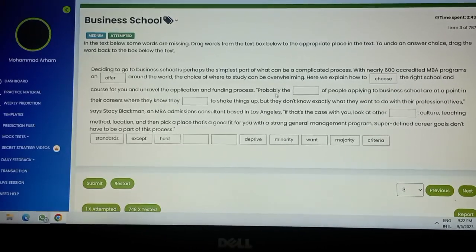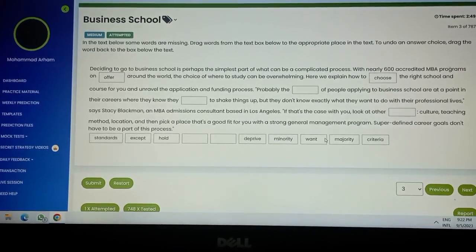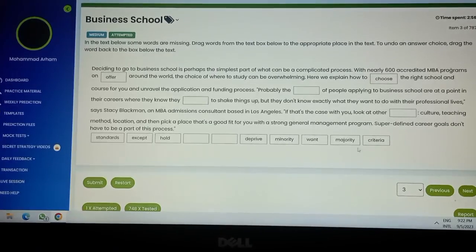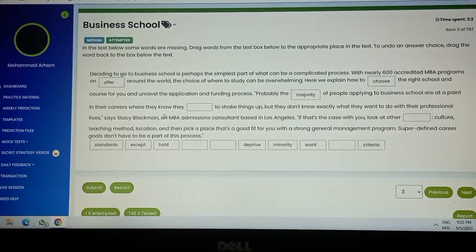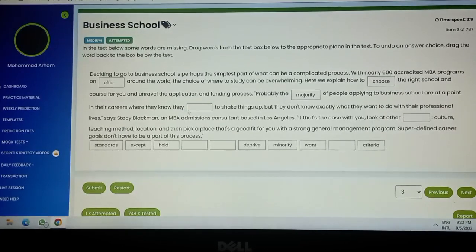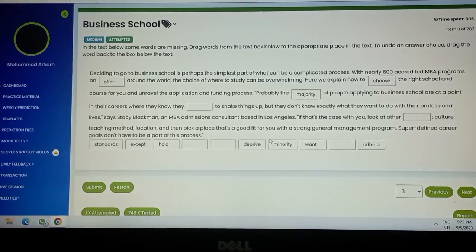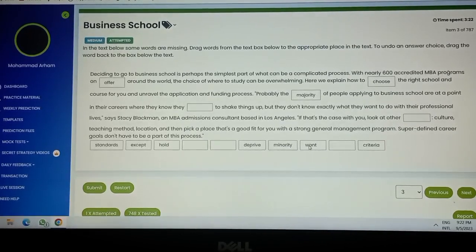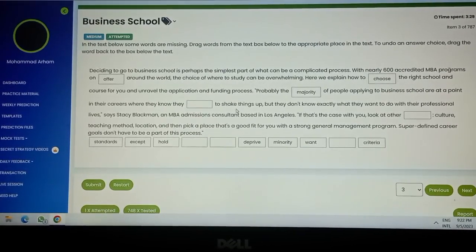Probably the dash of people, the majority of people, apply to business school at a point in their career where they know their dash to shake things up, but don't know exactly what they want in their professional lives. The options are standard, accept, hold, reprieve, minority, want to shake. Here the clue is that they know their want to shake things up.